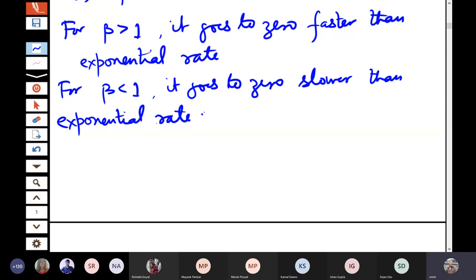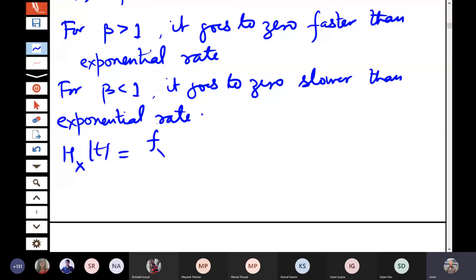So basically, what I am trying to explain here is that you can model various kinds of systems using this. You can model those systems which are very robust, even more robust than exponential. You can model those who are less robust than the exponential. So what is the effect on the failure rate? So let us look at the failure rate.